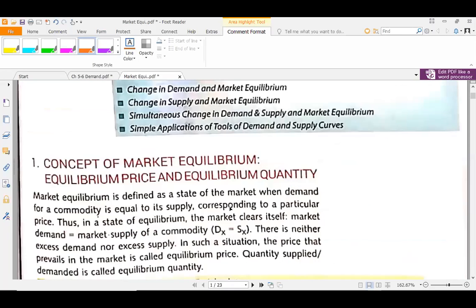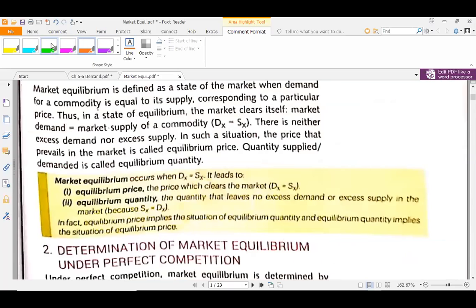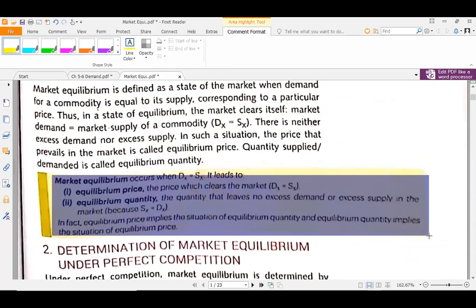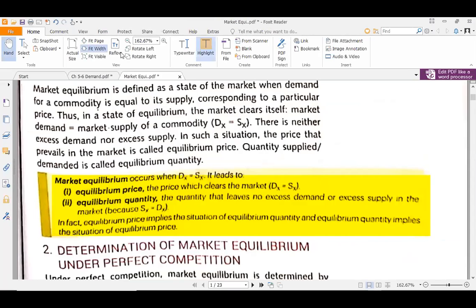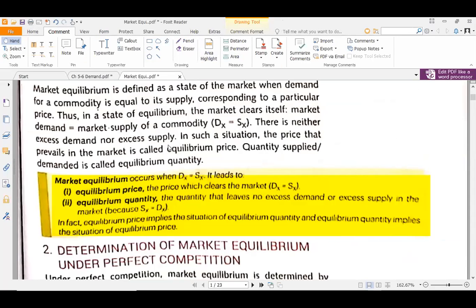First of all, we discussed what is market equilibrium. Market equilibrium is a situation in which demand is equal to supply. When demand is equal to supply, that point is known as market equilibrium. The corresponding price is known as equilibrium price, and the corresponding quantity is known as equilibrium quantity. This we did in the last class. And where is the equilibrium struck? Equilibrium is struck where supply is equal to demand, right?